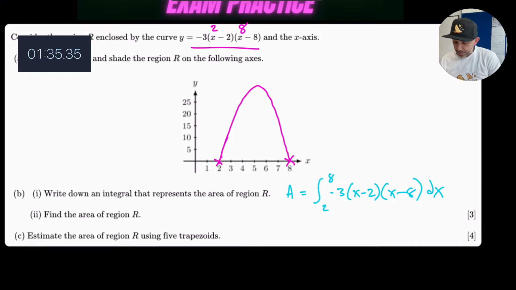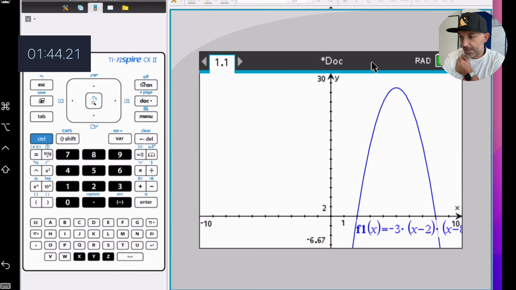Find the area of the region R. Well, that's relatively easy to do as you have a calculator. So the calculator will do all that hard work for you. So I'm going to go back over to the calculator. You can find the bounded area between these two using the analyze graph function, okay?